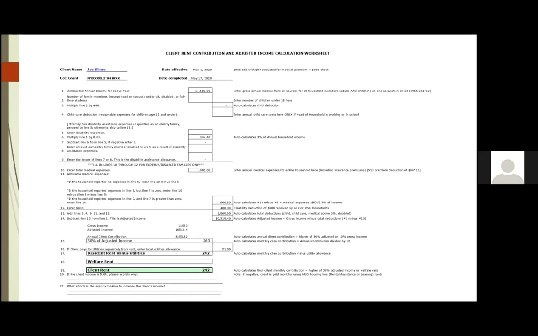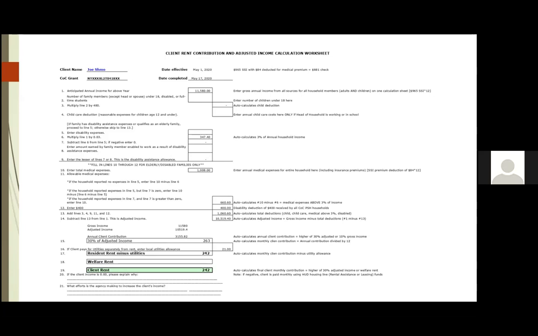In this second example, this is a single client whose income is $965 a month from SSI, with $84 deducted for Medicare premium, so that the check is $881 a month. Medical premiums deducted from SSI, of course, are medical expenses, but we remember that we only deduct those expenses above 3% of gross income. So we enter in line 1 the annualized amount of the SSI award, which is 965 times 12, or 11,580. We then enter 12 times the medical premium deduction, 84 times 12 equals 1,008, into line 10.